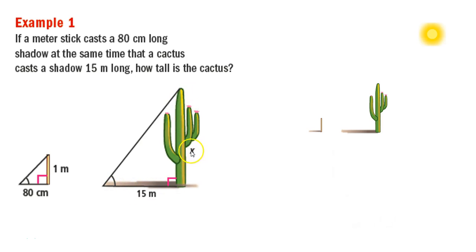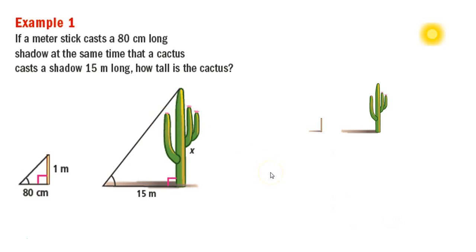The height of the cactus, we don't know, because we're asked to find out how tall the cactus is. And then we have this hypotenuse here. We can assume that these two angles are the same because of the angle of the sun. So what we have here are similar triangles, and we know that they're similar because they have two angles that are the same measure. Those two angles are exactly the same measure. So therefore, these two triangles have to be similar.